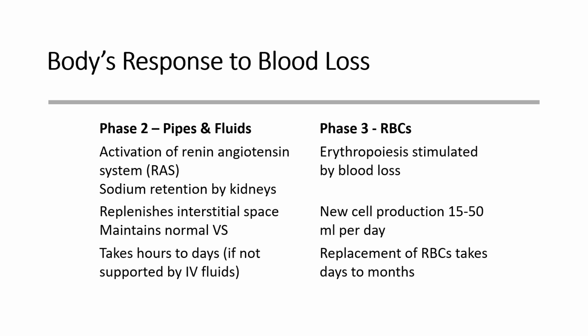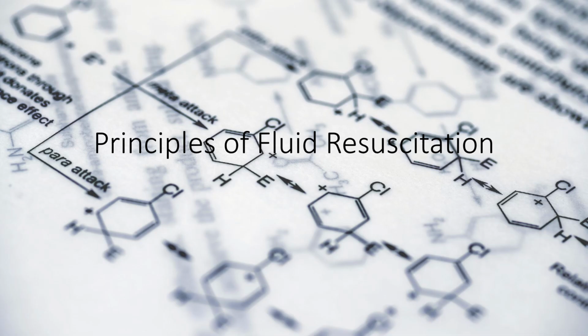When the RBCs, circulating RBCs, drop to a certain point, erythropoiesis kicks in, and this is through a very complicated mechanism. New cell production can be anywhere from 15 to 50 mils of blood per day, which is not a great deal, but over a period of time it helps. But replacement of a significant loss of red blood cells takes months rather than days.